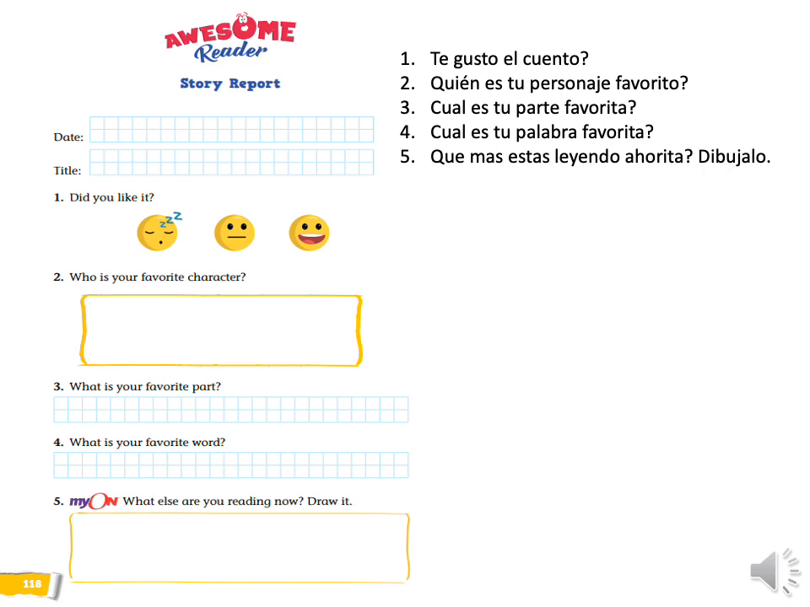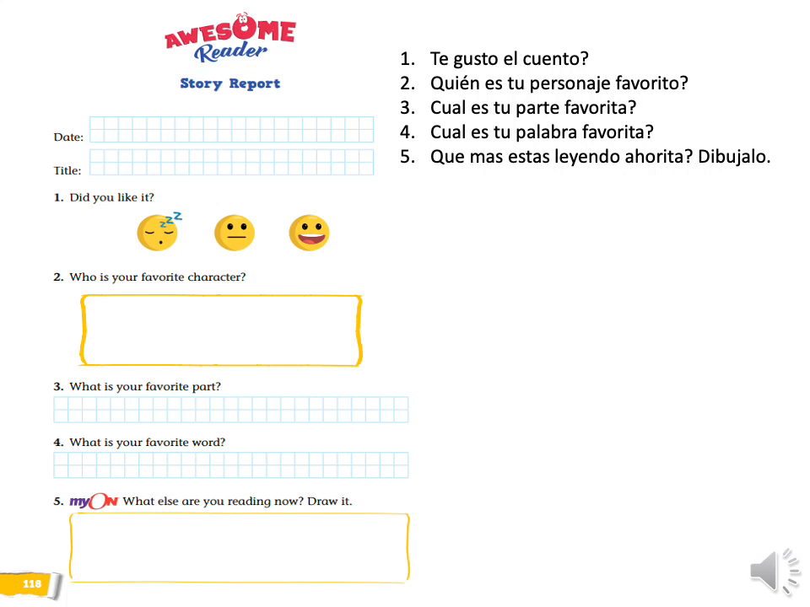So first write the date, then the title. Remember, the date is Monday, 20 April of 2020. And the title is Where Are You, Max? When you've finished writing those, continue by answering the 5 questions. Question number 1. Did you like the story? Circle the faces that represent how you feel after reading the story. If you feel sleepy, so-so, or happy.